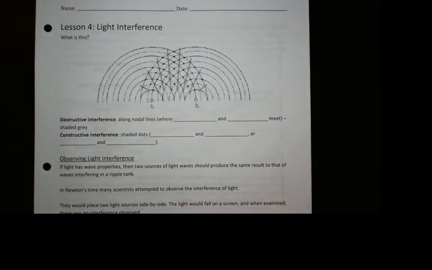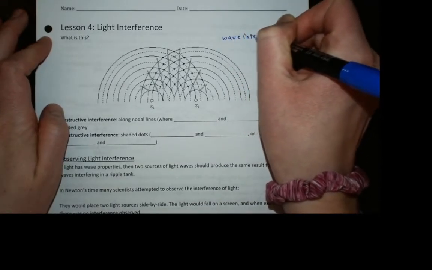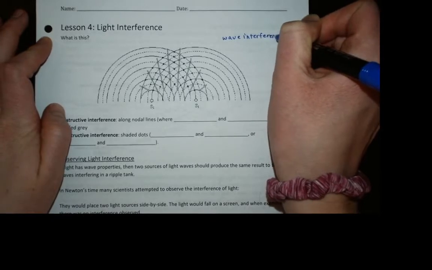Okay, so this is light lesson 4. We are going to talk about light interference. So hopefully this pattern that's on the screen looks familiar to you. This is, if you recall, a wave interference pattern.